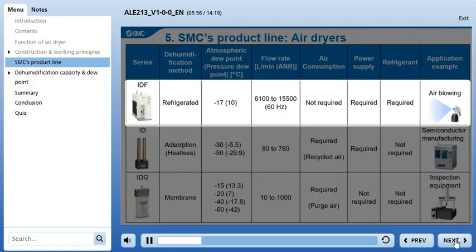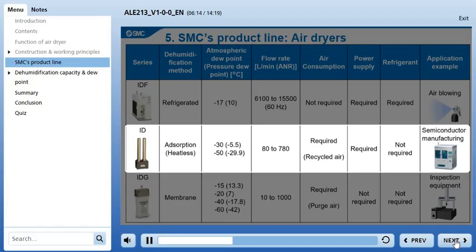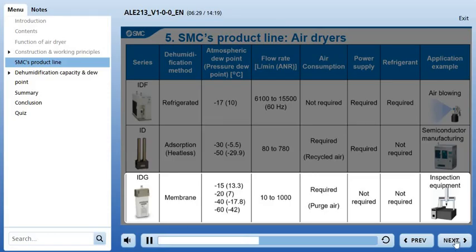The most commonly used type is the refrigerated air dryer, which offers a large flow capacity and many different models. This type is widely used for general pneumatic systems with an atmospheric dew point down to -17 degrees Celsius. The heatless adsorption air dryer can produce dry air with an atmospheric dew point of -30 degrees Celsius as standard, and -50 degrees Celsius as an option, which requires a refrigerated air dryer to be installed on the inlet side. The membrane air dryer is available with various atmospheric dew point temperatures. However, note that the flow capacity varies depending on the dew point.